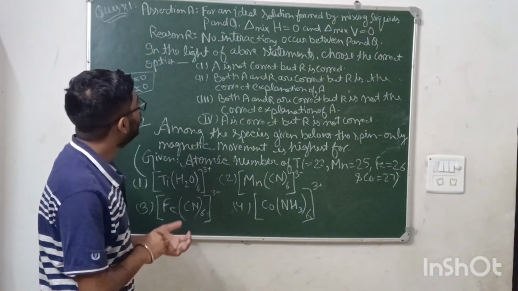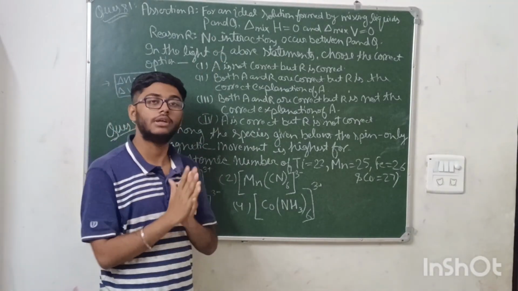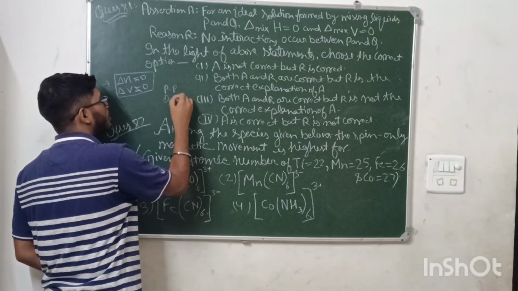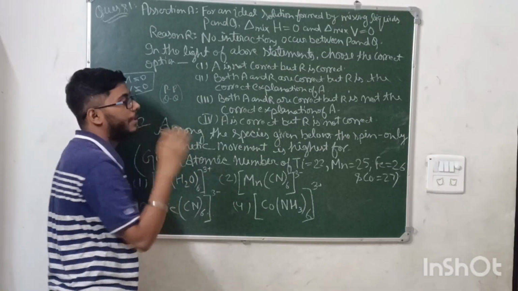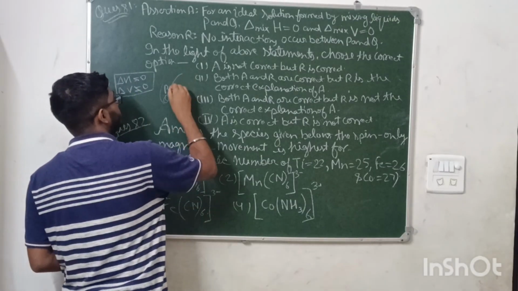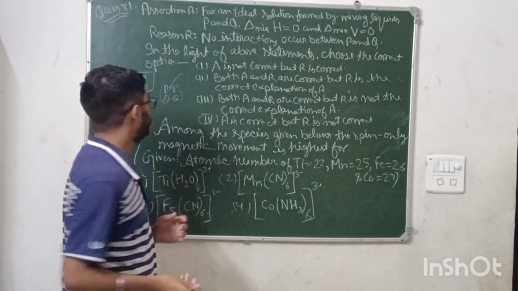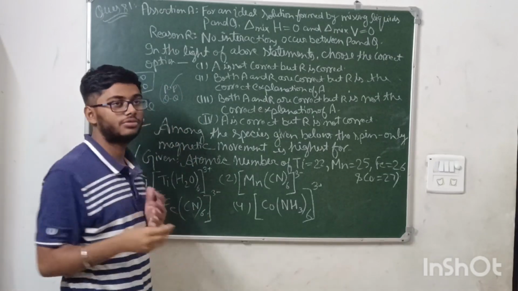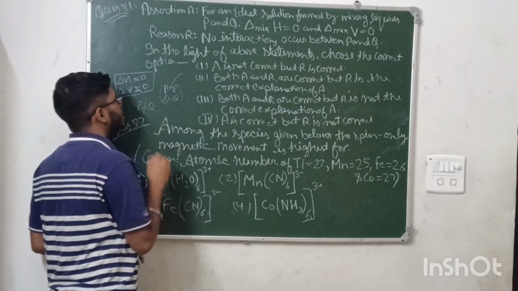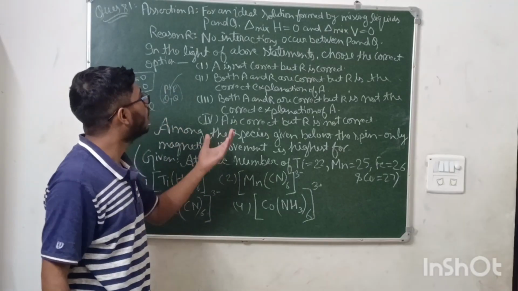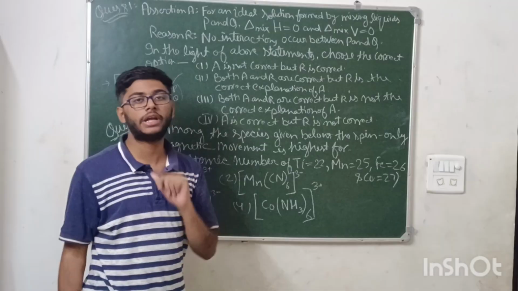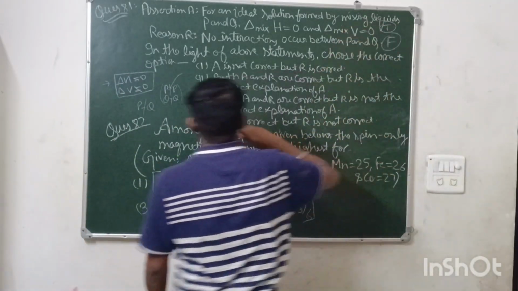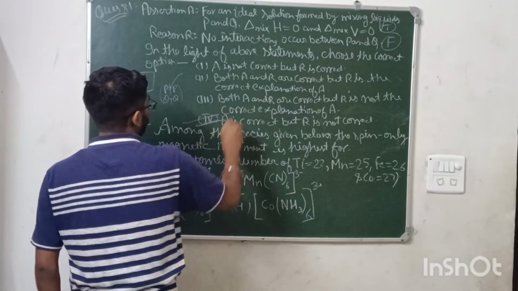And the reason says no interaction occurs between P and Q. No, there does occur interaction, because PP bonds form as well as QQ bonds. In order to break some of the bonds, you require some energy. There is some interaction between PP and QQ, and they also form P and Q bonds, and you require a source of energy to break the bonds between PP and QQ. So in order to break the bonds, they must interact with each other. This means the reason is false and the assertion is true. Option number 4 is the correct answer.